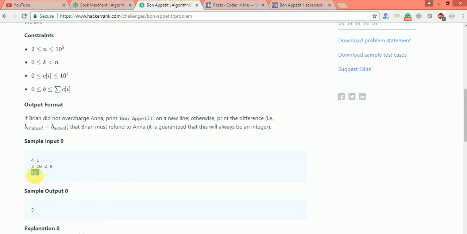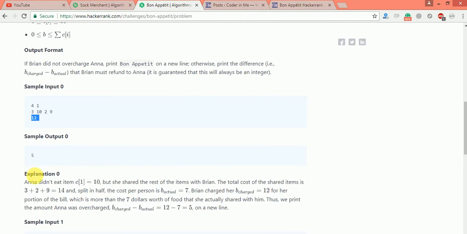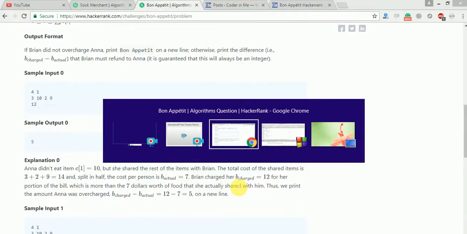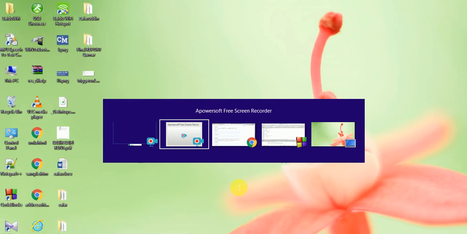So Brian has to pay 5 more for that. So here it is actually the answer. Now how will we solve it? This is a very basic question, you can say.